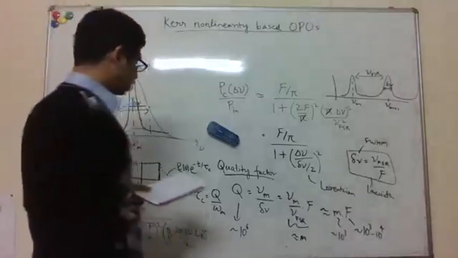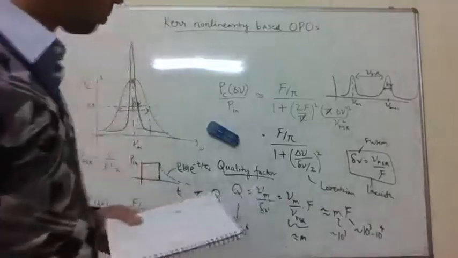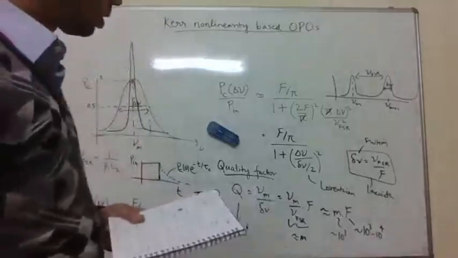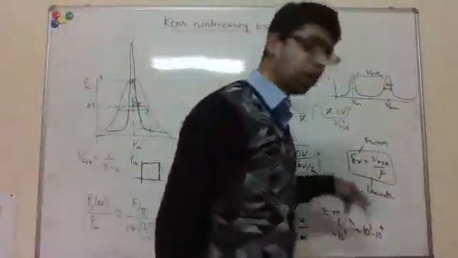There is a difference here. m is the number of modes, but it is not the number of times the photon makes the round trip. That's finesse. Finesse is the number of round trips, and m is the mode number.